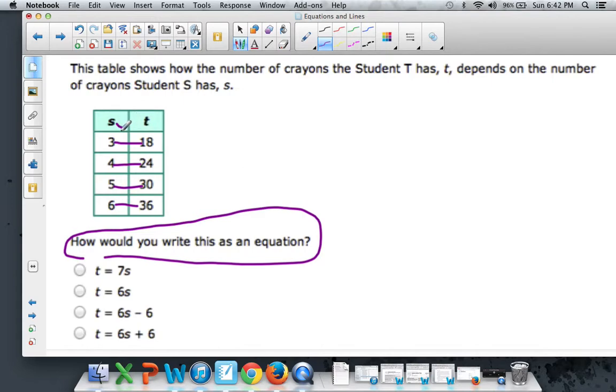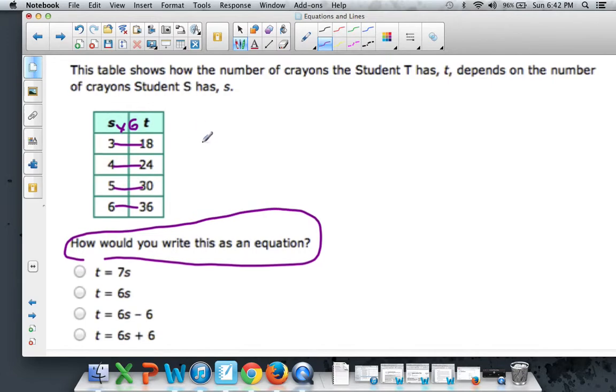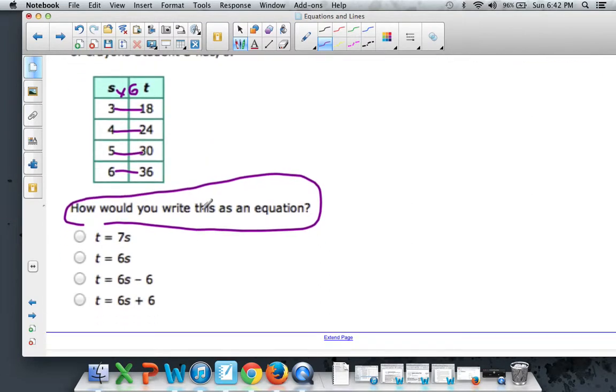3 times 6 is 18. And 4 times 6 is 24. And 5 times 6 is 30. And 6 times 6 is 36. There you go. That's the pattern. You're multiplying by 6 every time. So now that you know that, take a look at your multiple choice options.